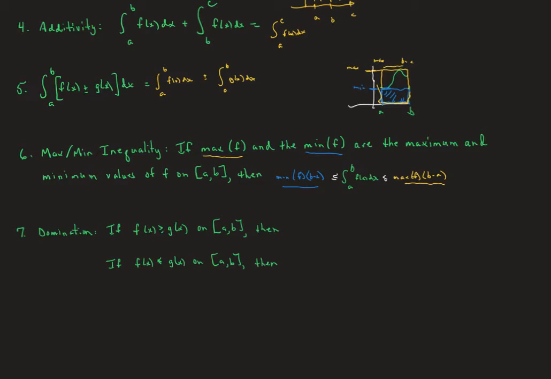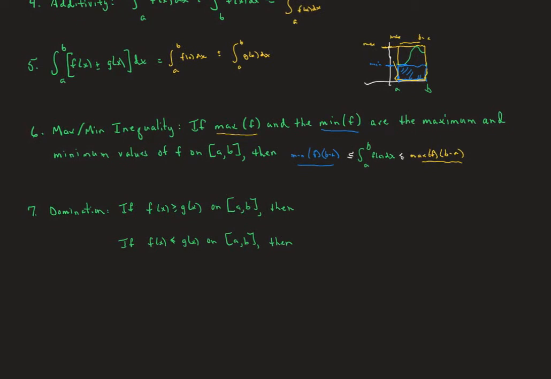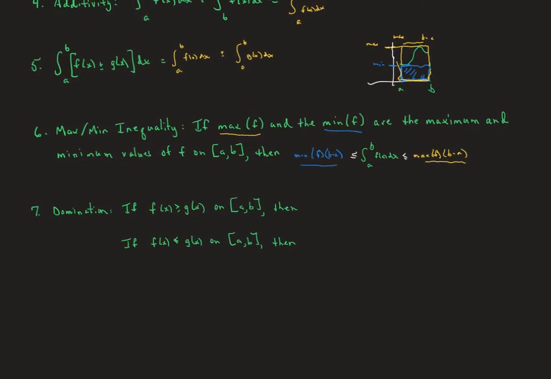Okay? Next one I think makes pretty good sense. If f is always bigger than g on the interval, then, hold still, this is my left-handedness not working well with my technology. So then our integral from a to b of f of x will have to be greater than or equal to the integral from a to b of g of x. I think that makes pretty good sense. And likewise, if f is always smaller than g, then the integral from a to b of f of x will have to be less than or equal to the integral from a to b of g of x.